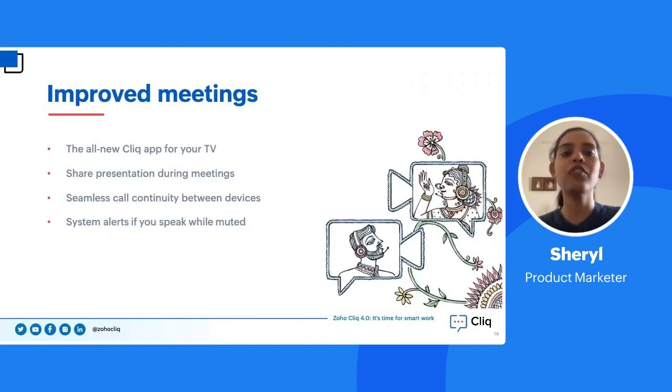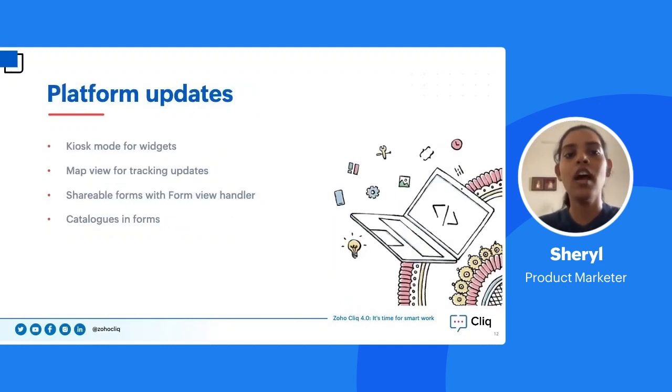So what are some of the platform updates that we have introduced? All right, the first thing is the kiosk mode for widgets. Forms and widgets can now be viewed in two different forms, that is the classic forms and the kiosk mode, which is available only on mobile. And also we have a map view that you can use to build custom apps. If you're building cab tracking apps or any app that needs location or a map view, you can now embed that in your custom app.